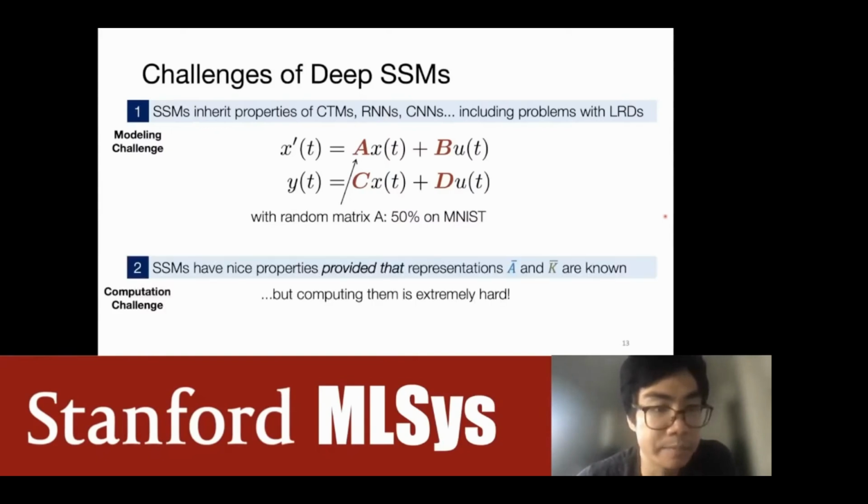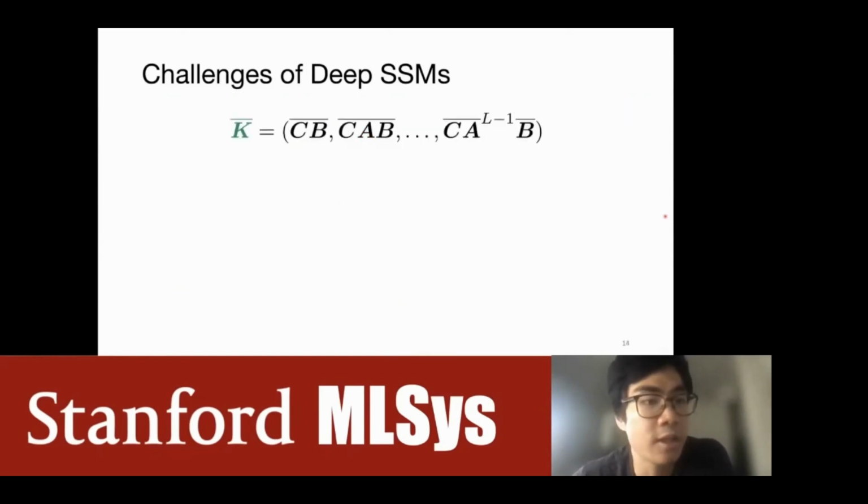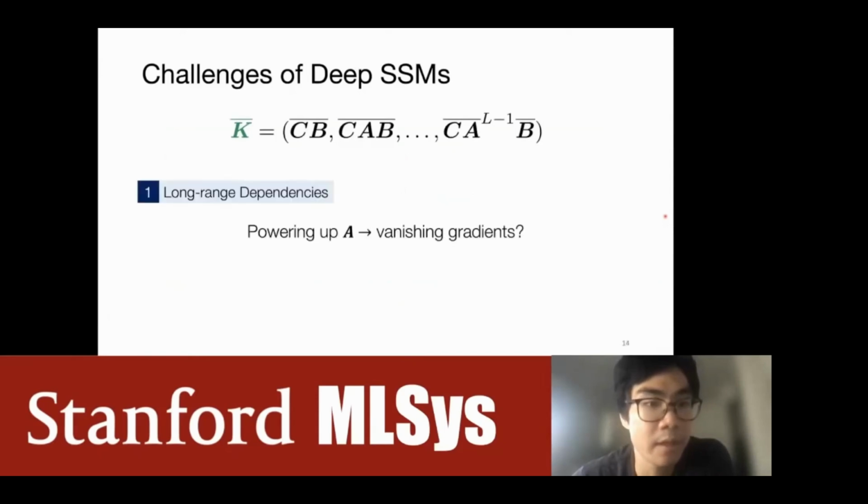The second problem is that I mentioned there are three representations of the state space model, and having the representations gives you nice properties, but actually computing the representations, although it's feasible, is very slow. And so this ends up being a significant bottleneck that makes it difficult to train these models. In a little more detail, if we look at this convolution filter K-bar, you can see how the two problems arise, because this convolution filter involves powering up this A matrix. And when you power up the A matrix, it runs into the same vanishing gradients problem that I alluded to earlier.